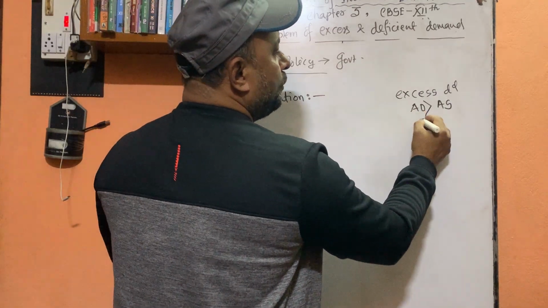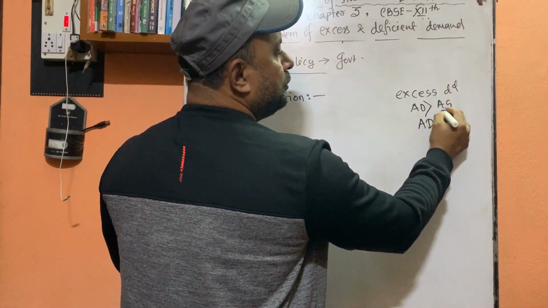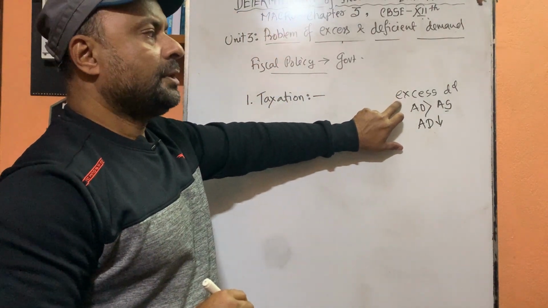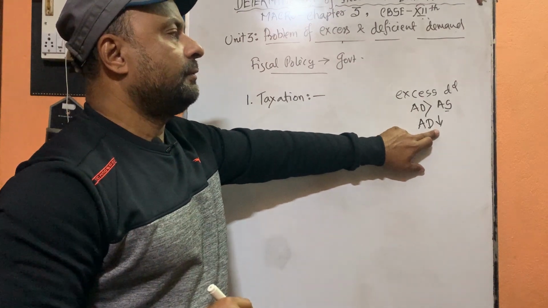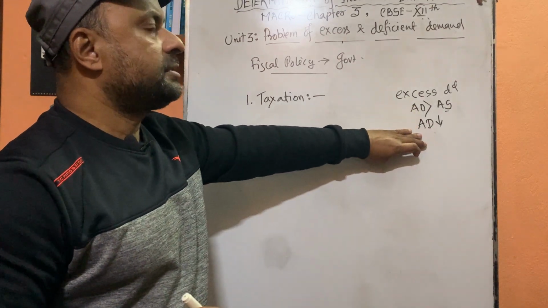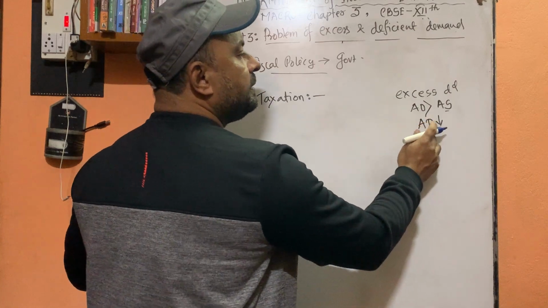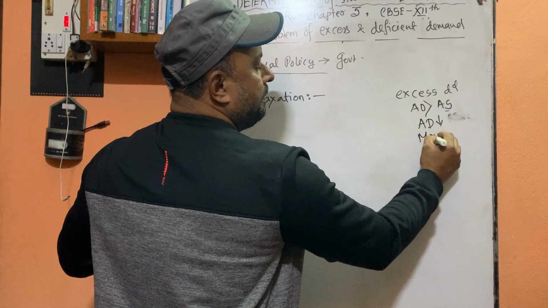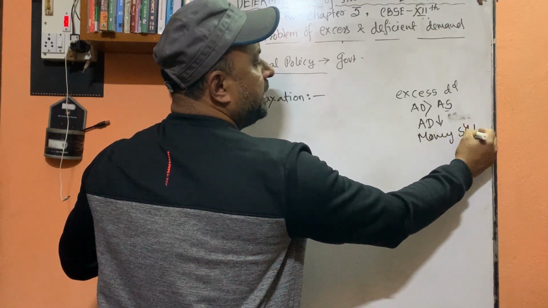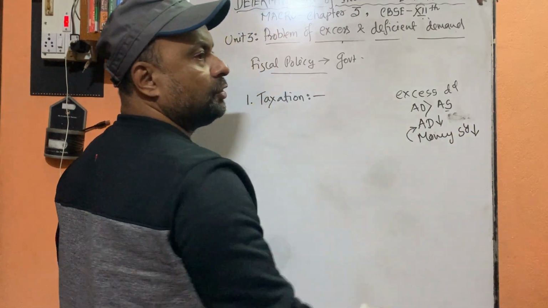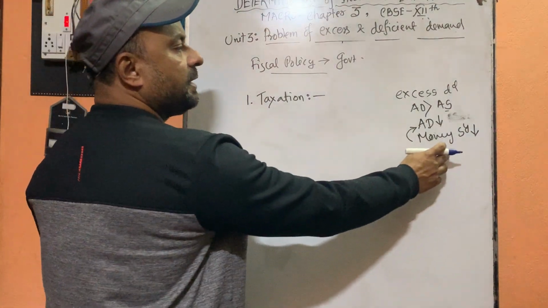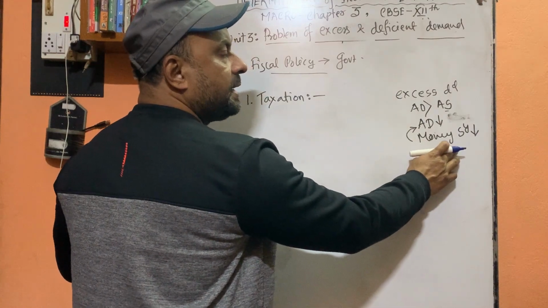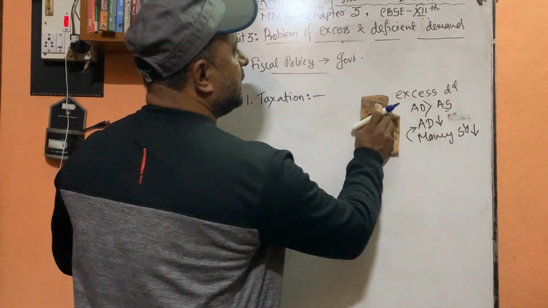Our target is to reduce our aggregate demand up to our aggregate supply level. Only then will our excess demand problem be solved. So we have to reduce the aggregate demand level in the economy. To reduce aggregate demand, if we can reduce the money supply in the economy, then only will the aggregate demand problem be solved. If there is excess money supply, then there will be more aggregate demand. So our target is how to reduce excess money supply from the economy by using fiscal policy.